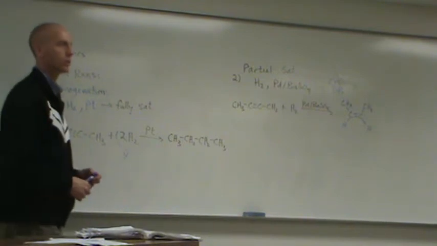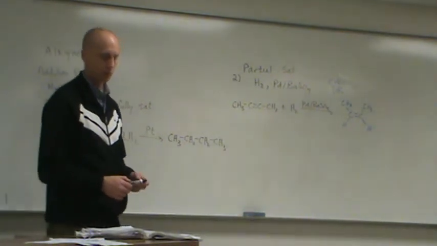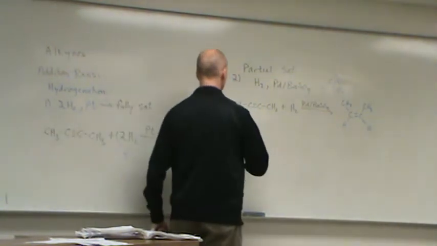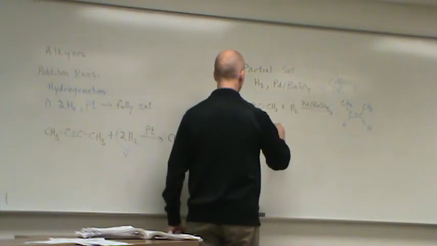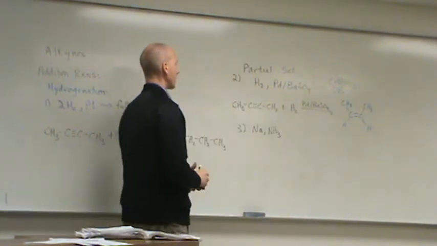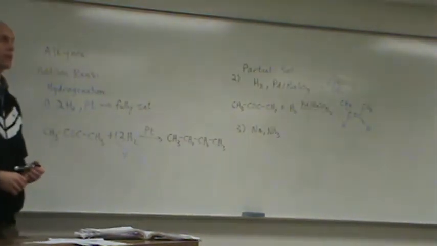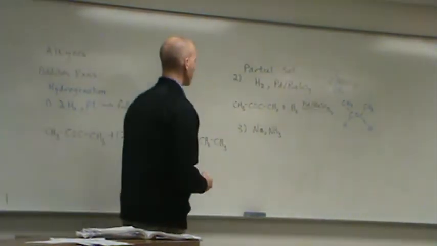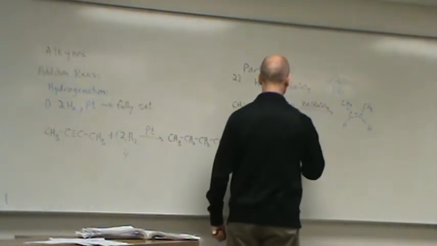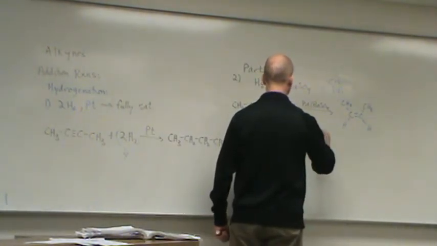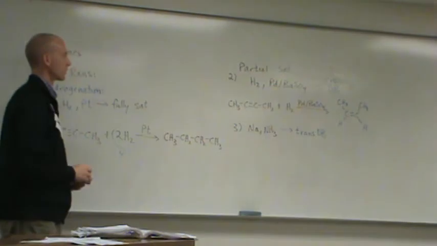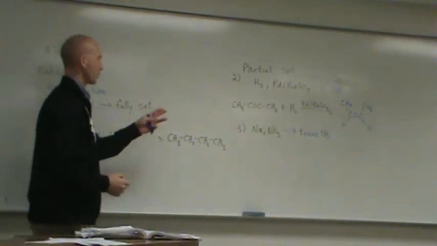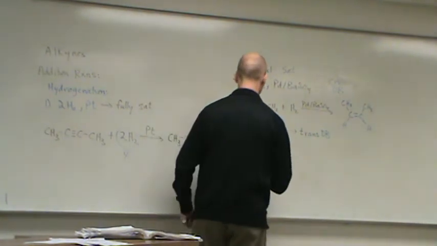What do you think the other kind of partial saturation is? To get the trans double bond. And to get the trans double bond, we use these ingredients, sodium and ammonia. To get the trans. So let's stick with our 2-butyne to do this.